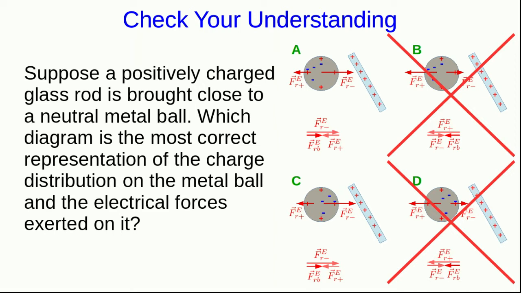Then look at A. A can't be right, because the positive charges in the rod should be attracting the negative charges in the ball, and so the negative charges in the ball should be pulled towards the rod. But A is showing them pushed away to the far side, so that's not right. And so we're left with C, where the negative charges are being pulled towards the rod, and as a result, there's a large attractive force between the negative charges and the rod, and a smaller repulsive force that the rod is exerting on the positive charges in the ball.